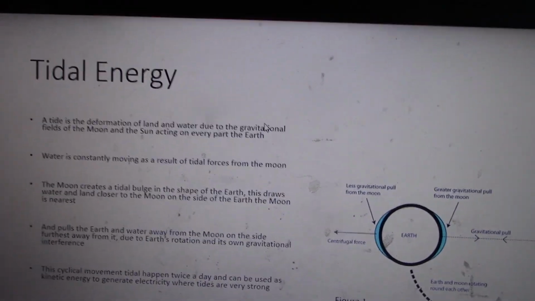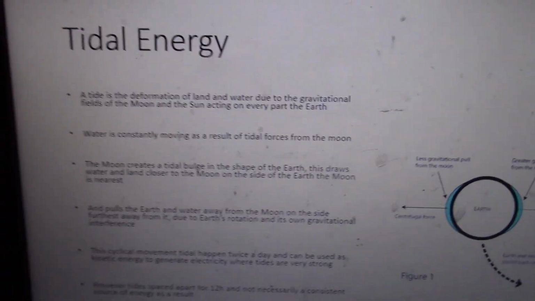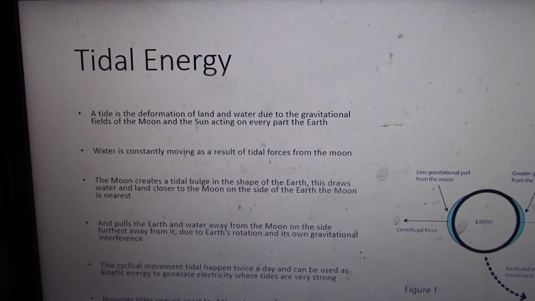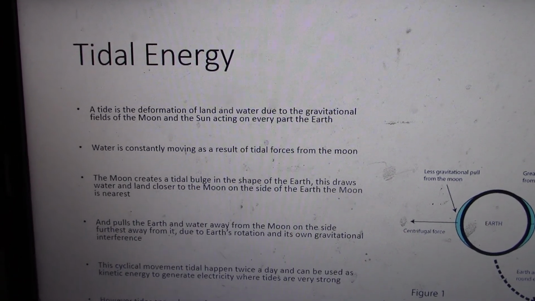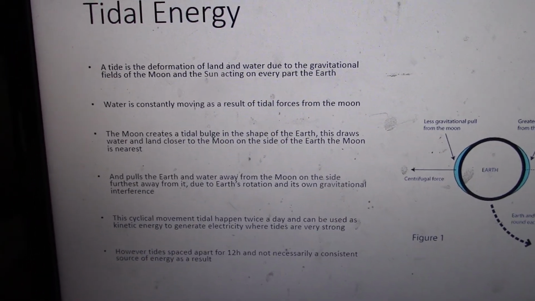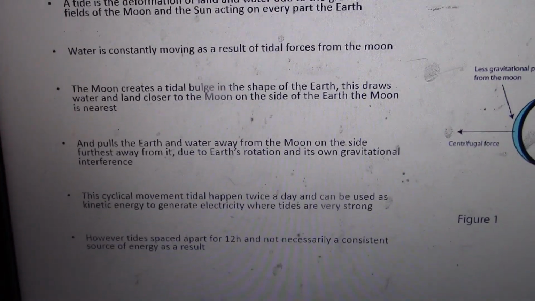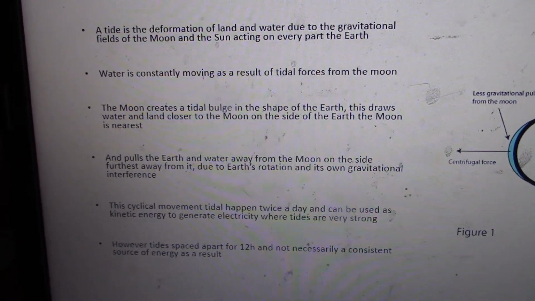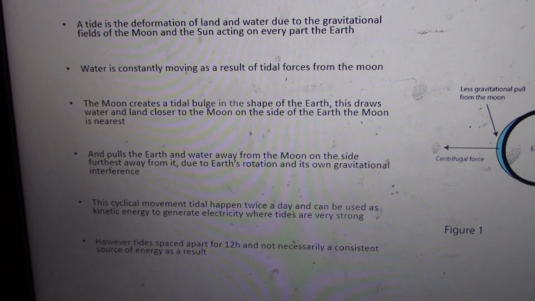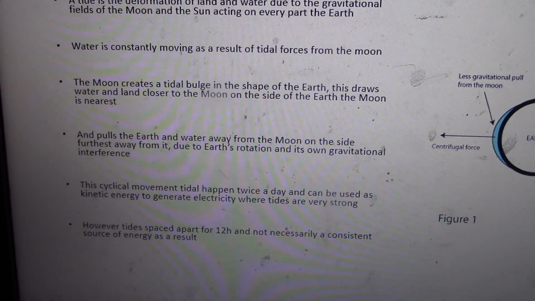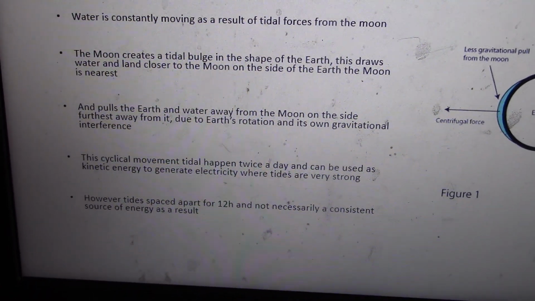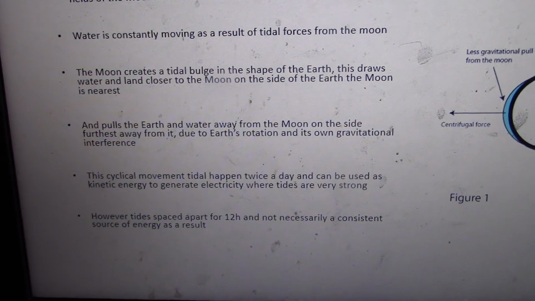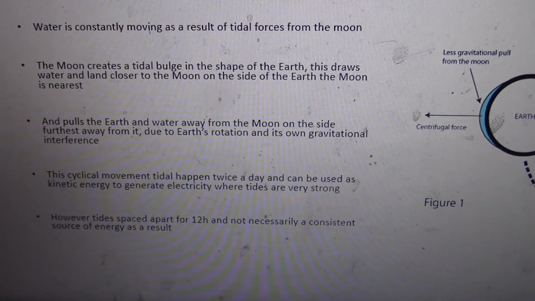We can also use tidal energy. Now, not every area of the world can use this because you have to have an area that has large tides, obviously. So a tide is the deformation of land and water due to the gravitational fields of the moon and the sun. Water is constantly moving as a result of tidal forces. So the moon creates a tidal bulge in the shape of the Earth, and this draws water and land closer to the moon, where the moon is nearest, and then it pulls the Earth and water away from the moon on the side furthest away from it. So this causes water to move and deform. Okay, this happens twice a day, right? There are 2 tides a day.